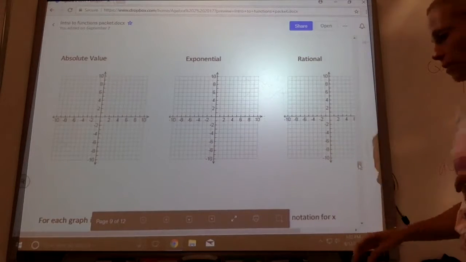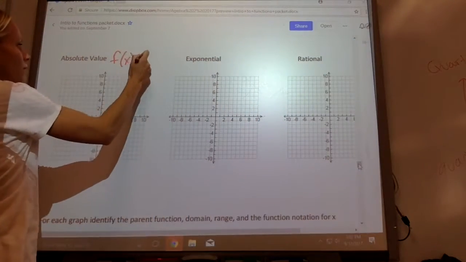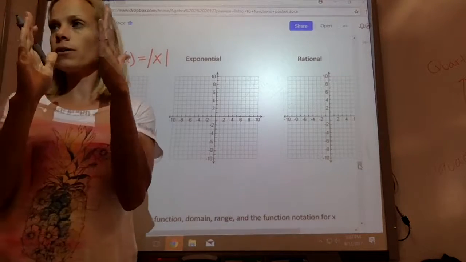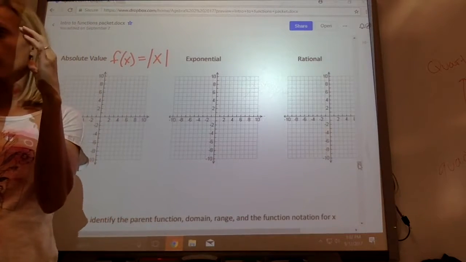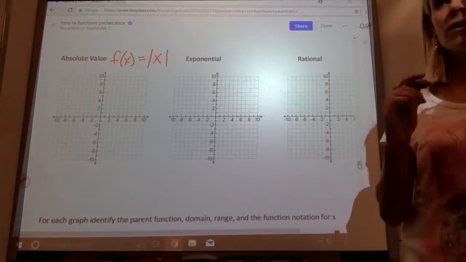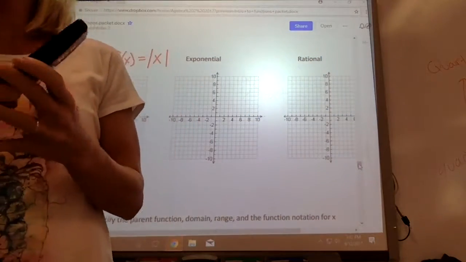Absolute value, you've worked with this function before. If you remember, absolute value is the straight lines. That means absolute value. It's not curved, those are parentheses. Straight line, right? Absolute value. Now this one's tricky, you gotta pay attention. I'll show you the absolute value.